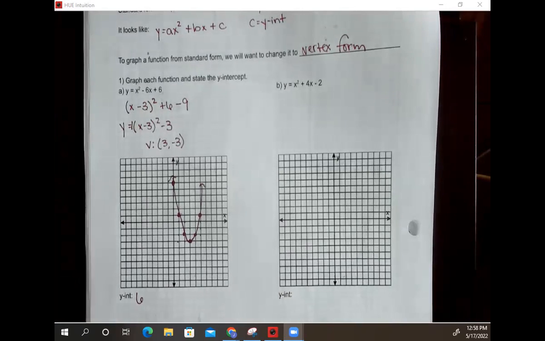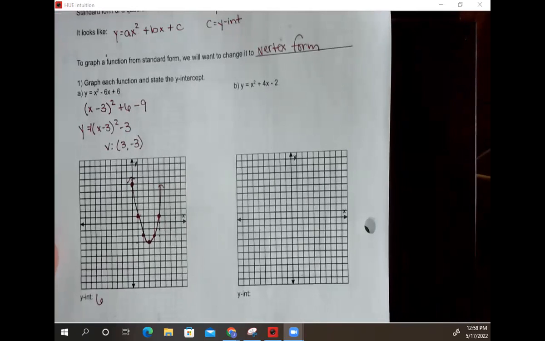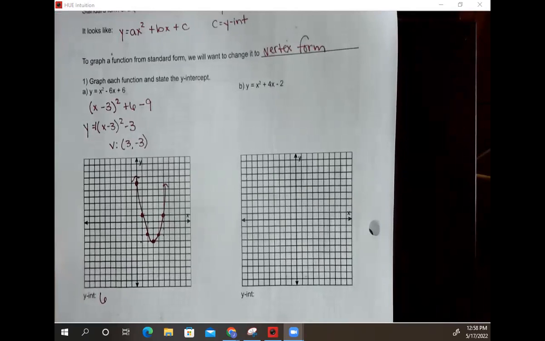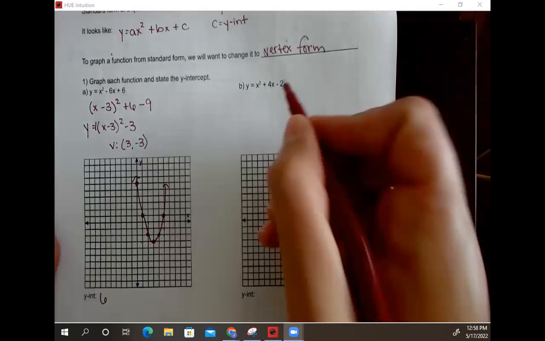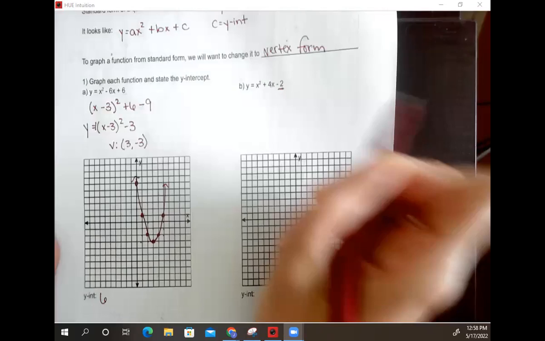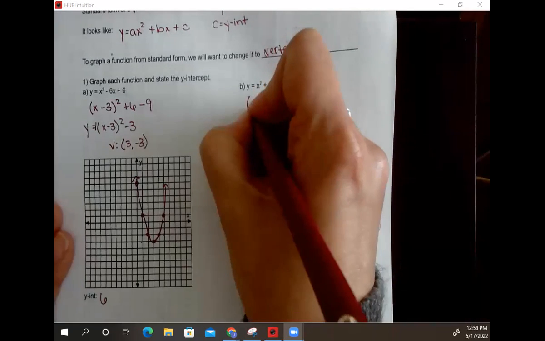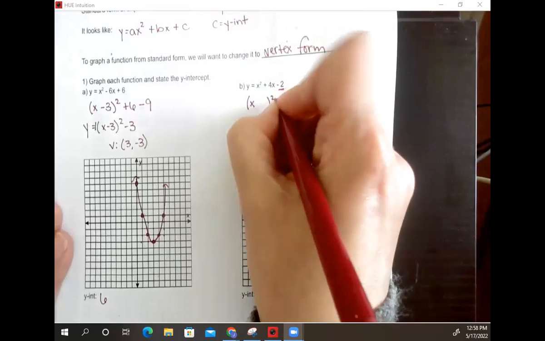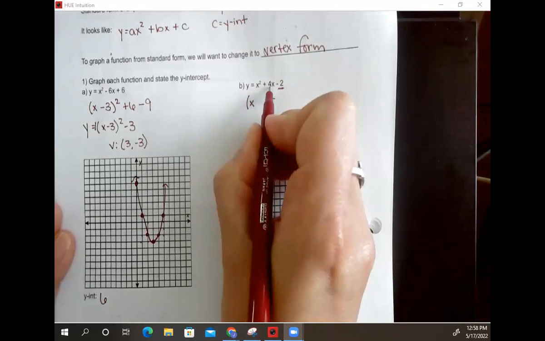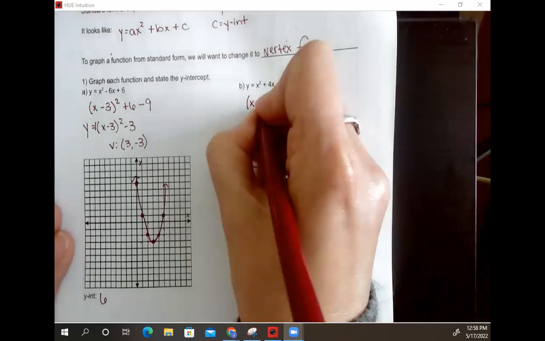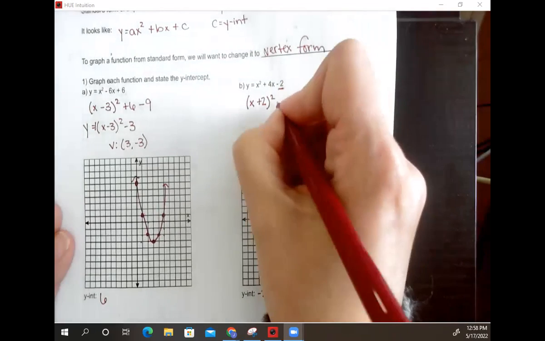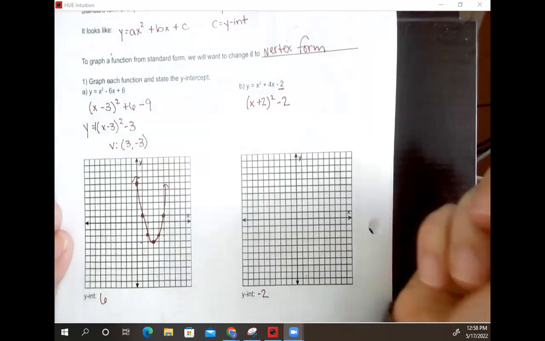Okay. For B, let's start with our y-intercept. What's our y-intercept? -2. Remember, it's that value with no x, that constant term. And now since I want to graph this, I'm going to change it to vertex form. So this would be x with something squared. The something is our b value cut in half. So 4 cut in half would be 2. We keep the c that we have, so -2 at the end.